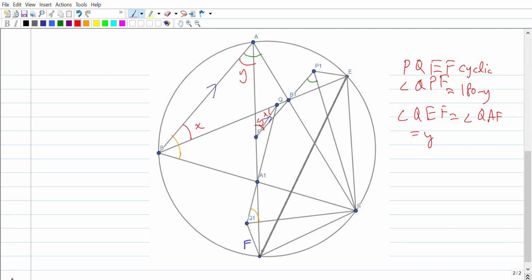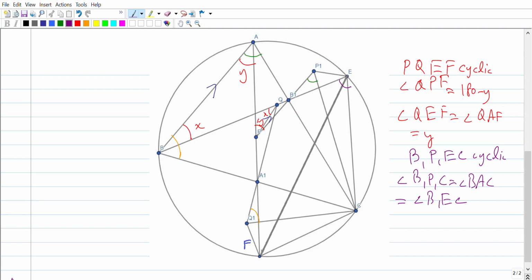The second thing we notice is that quadrilateral B1P1EC is cyclic as well. To prove this, notice that angle B1P1C equals angle BAC by the problem statement, and since this is subtended by arc BC, this is also equal to angle B1EC. So in this quadrilateral B1P1EC, we have this angle over here equal to B1P1C, which means that it's cyclic because the two angles are subtended by arc B1C.